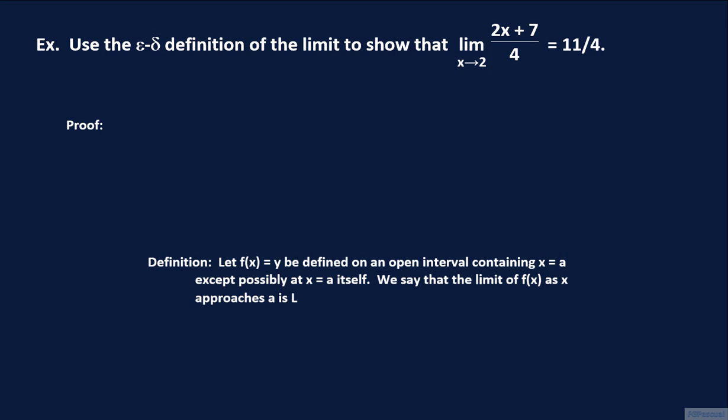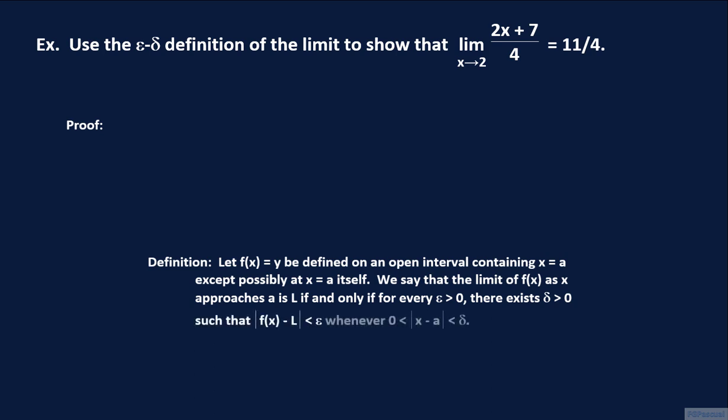We say that the limit of f(x) as x approaches a is the value L if and only if for every positive epsilon there exists a positive delta such that the absolute value of f(x) minus L is less than epsilon whenever 0 is less than the absolute value of x minus a, which in turn is less than delta. We use this notation to indicate that the limit of f(x) as x approaches a is L.